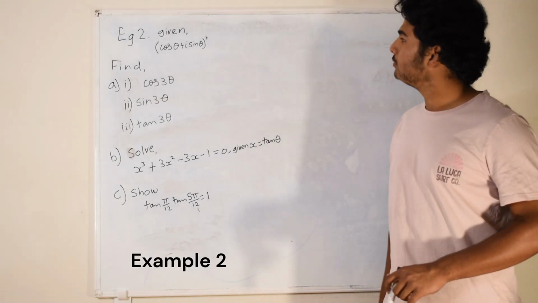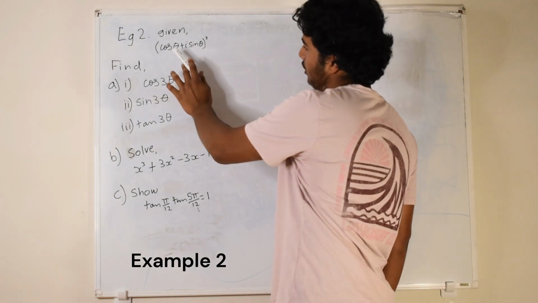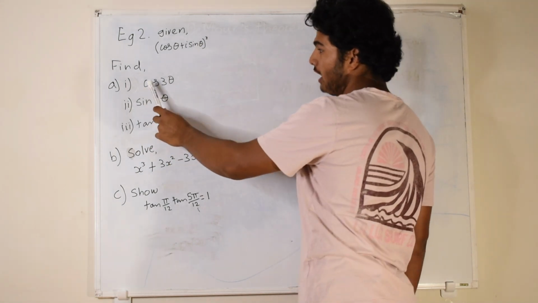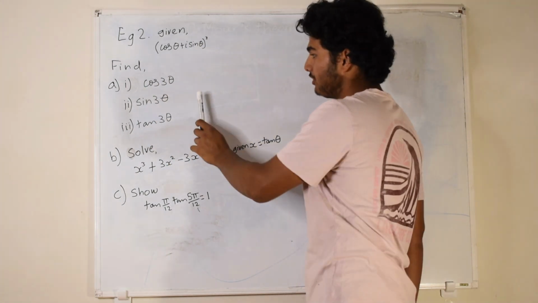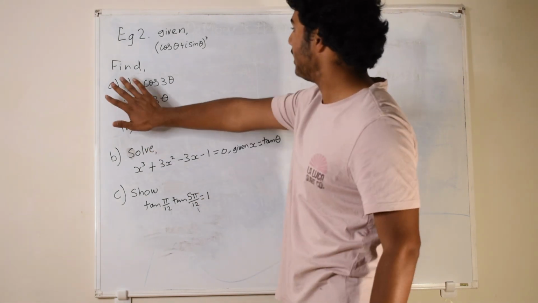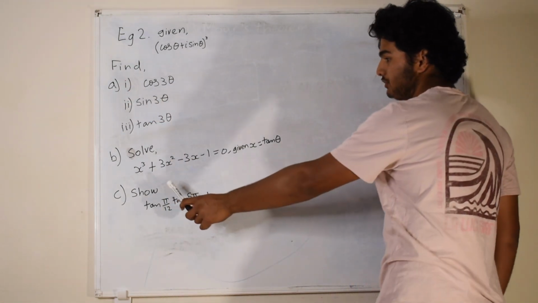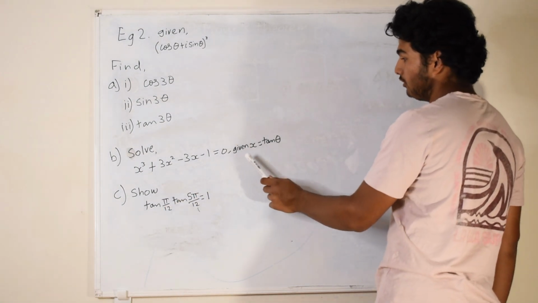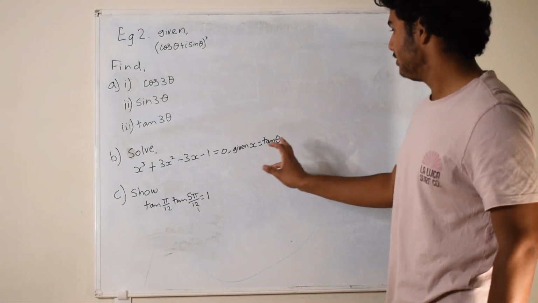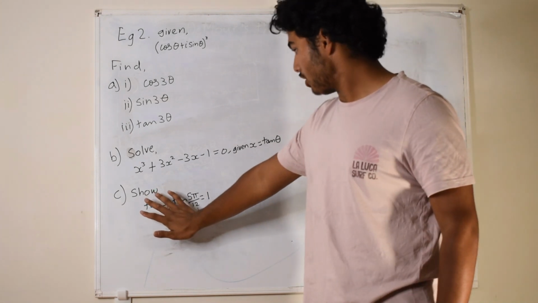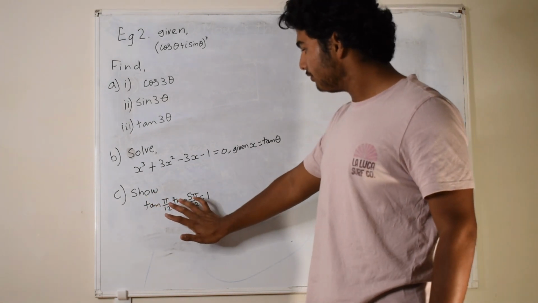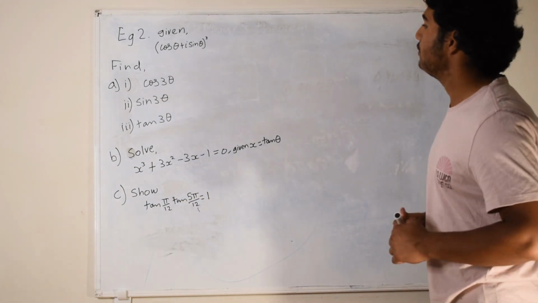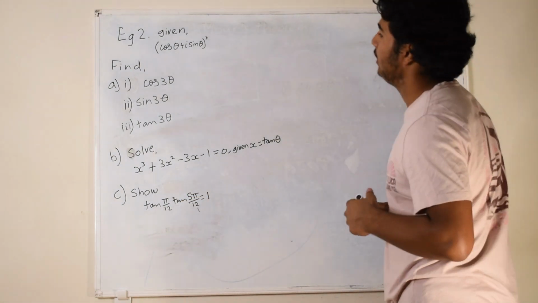For this next example, we've been given (cos theta + i sin theta) to the power of 3. It says find cos 3 theta, sin 3 theta, tan 3 theta. That's part A. Part B says solve x cubed plus 3x squared minus 3x minus 1 equals 0, given that x equals tan theta. And then the last part is show that tan pi on 12 times tan 5 pi on 12 equals 1. So we'll start with part A.